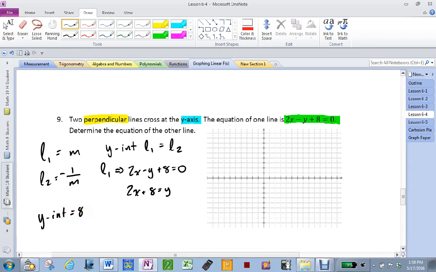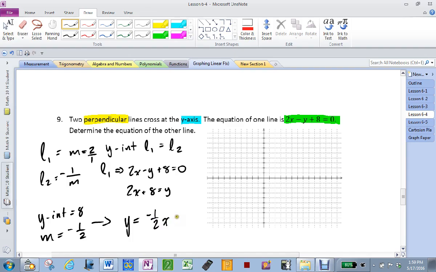If I move y to the other side, 2x plus 8 equals y. Now do I have a y-intercept and a slope? So my y-intercept for both of them is what? 8. So my y-intercept equals 8. And what is the slope that I need in line 2? This is line 1. His slope is 2, correct? Which is 2 over 1. So what's the slope I need for line 2? What do I do with this fraction? Flip it. And make it negative.